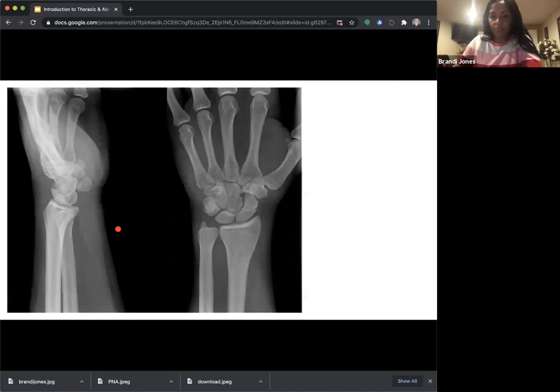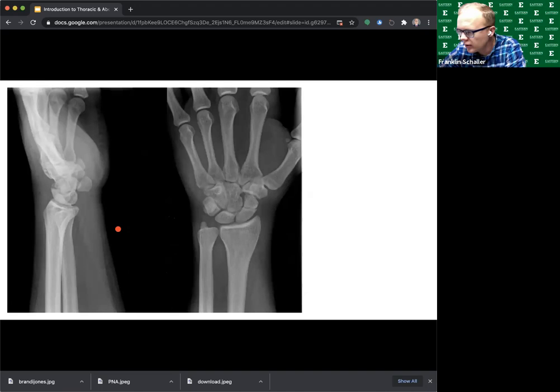A little bit more with that snuff box. So another example, 44-year-old male tripped while using the wheelbarrow this afternoon and had a FOOSH. FOOSH stands for fall on outstretched hand. We use it a lot of the time in our documentation. Complains of left wrist pain when they come in. On exam, there again is some snuff box tenderness, and otherwise, exam is unremarkable.